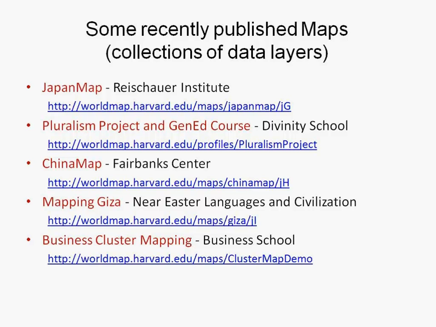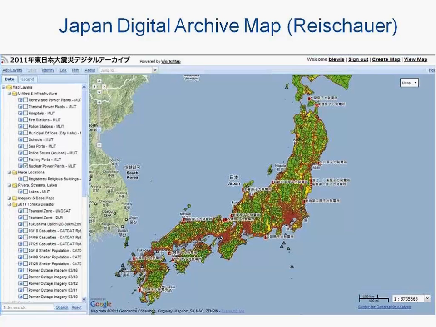And how do you get it? Well, we're hoping that a useful system like WorldMap, which anybody can upload data to, will improve access to data for Harvard researchers. Here are some maps that have been recently created in WorldMap. These are collections of layers: Japan Map, Pluralism Project, China Map, Mapping Giza, and I'll just show a screenshot of a few of these.